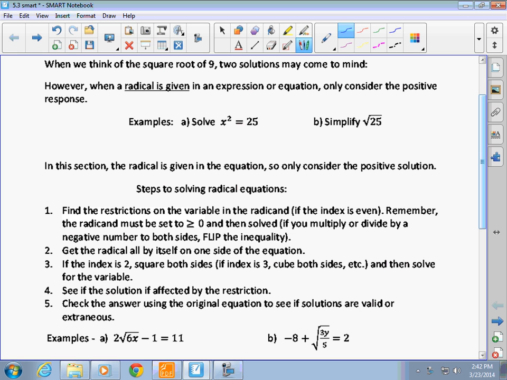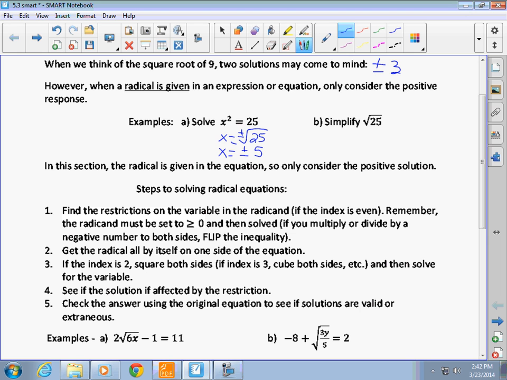So it says, when we think of square root of 9, two solutions may come to mind, a positive 3 or a negative 3. However, when a radical is given in an expression or equation, only consider the positive response. So if we're solving x squared is equal to 25, when it says solve, then we're going to find both that positive and negative answer. So this would be positive or negative 5 when we're solving it.